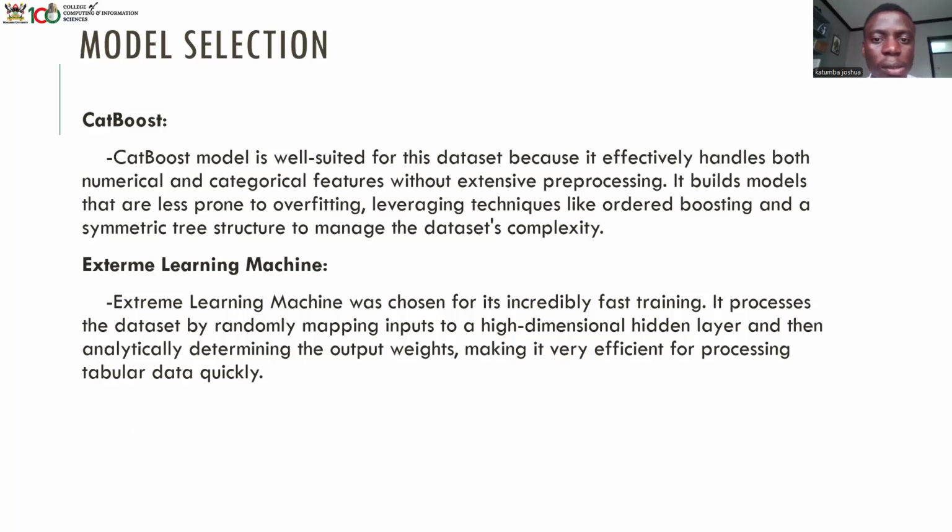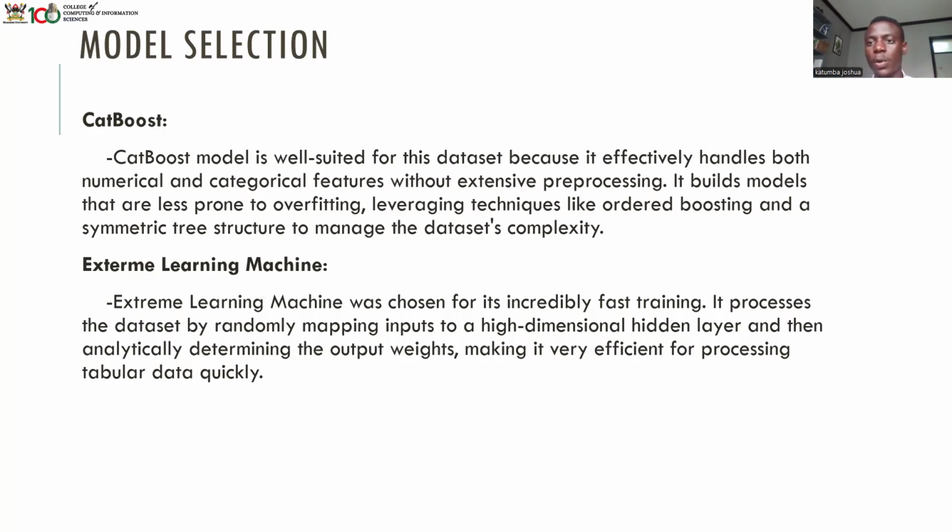With CatBoost, it has decision trees behind it, and it's very effective with handling numerical and categorical features. This includes figures, of course, and then also the categories without doing a lot of preprocessing. Preprocessing is whereby you convert the data into a structured format. So you don't need a lot of extensive preprocessing here. So it builds the model in a way that it's less prone to overfitting.